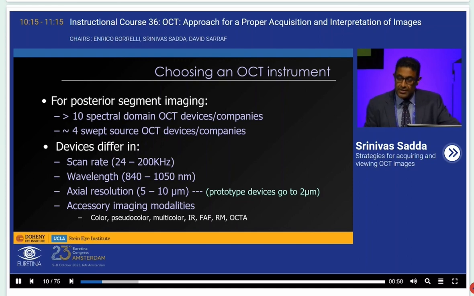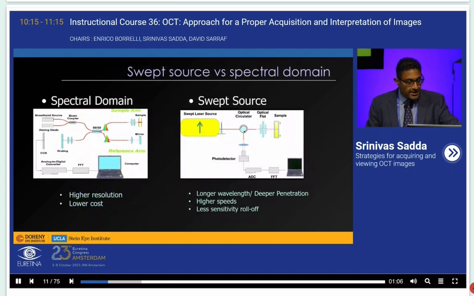I guess this is a good thing for us as ophthalmologists and as consumers, that there's a lot of competition, with many devices out there, both spectral domain and swept source. These devices vary in terms of their scanning speed, wavelength, resolution, and also the accessory imaging modalities that they can possess. One of the key differentiators, of course, is whether the device is swept source or spectral domain.